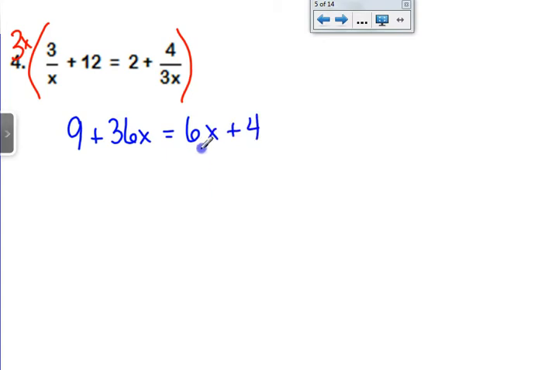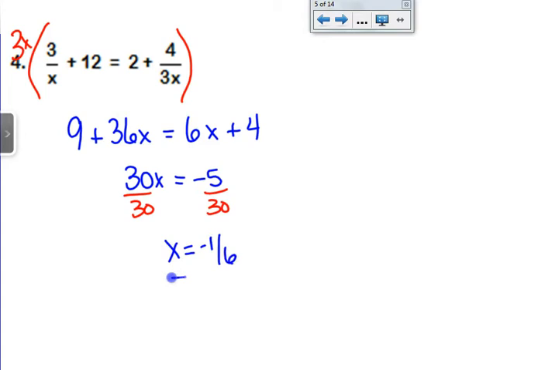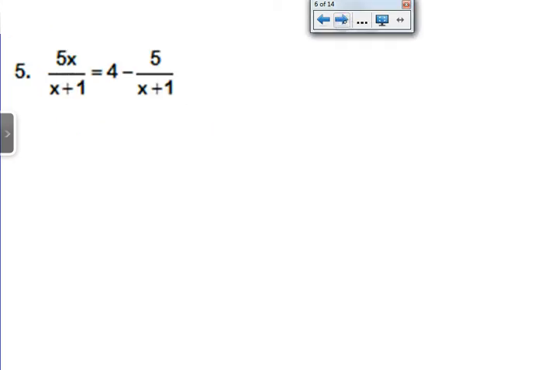Now we have a simple linear equation. I'm going to subtract the 6, and then subtract the 9. Now be careful here. A lot of kids divide upside down. You're going to divide both sides by 30, leaving you with the answer x equals -1/6. And we're finished. Again, the only thing that would give me trouble in the denominator is if x equals 0, which it doesn't, so I'm moving on.